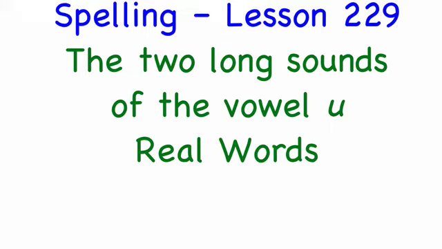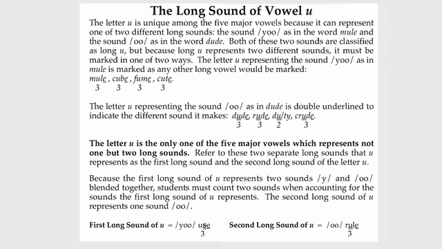We are in lesson 229, and in this lesson we're going to spell words that contain the long U sound. The long sound for U is different from the other long sounds of A, E, I, and O. The reason being, long U has two sounds, not one. The first long sound for U is the sound U, which is really the sound of Y combined with the sound oo. The second long sound for U is the sound as in the word dude.